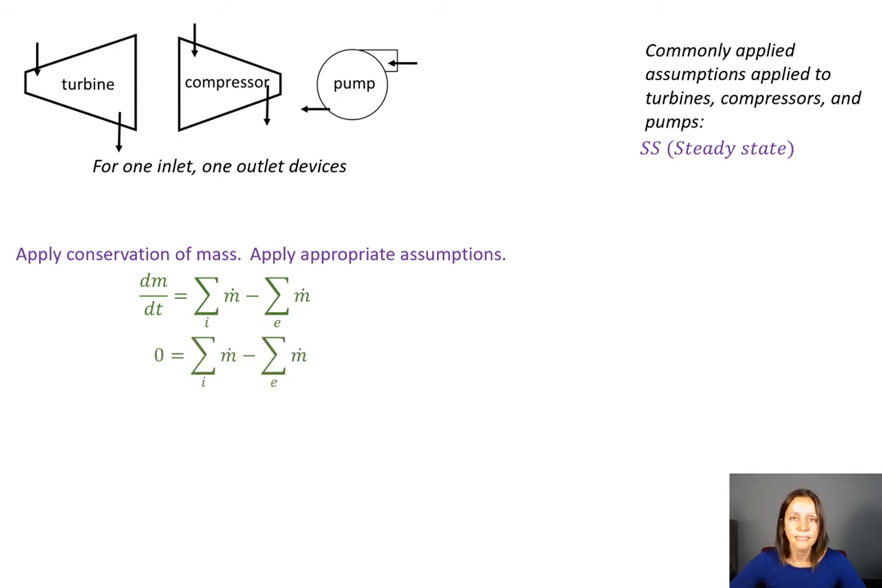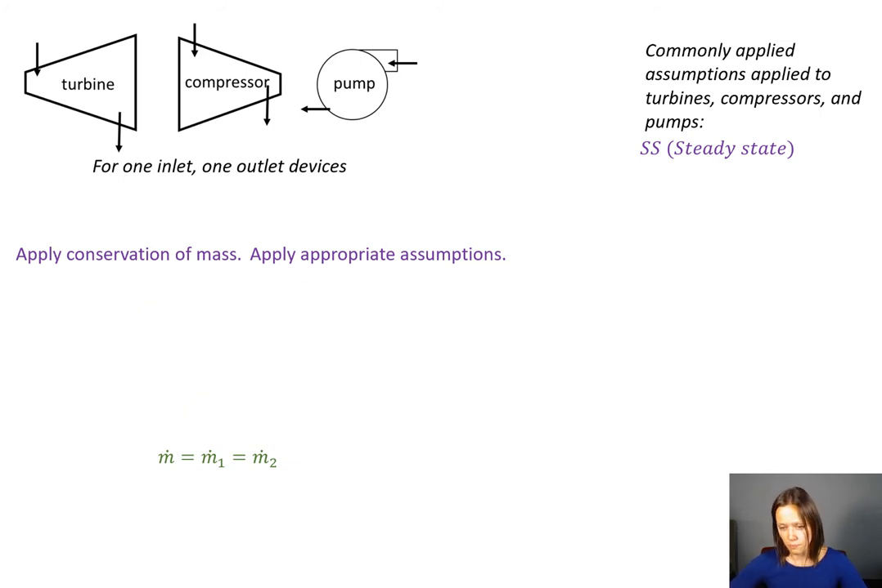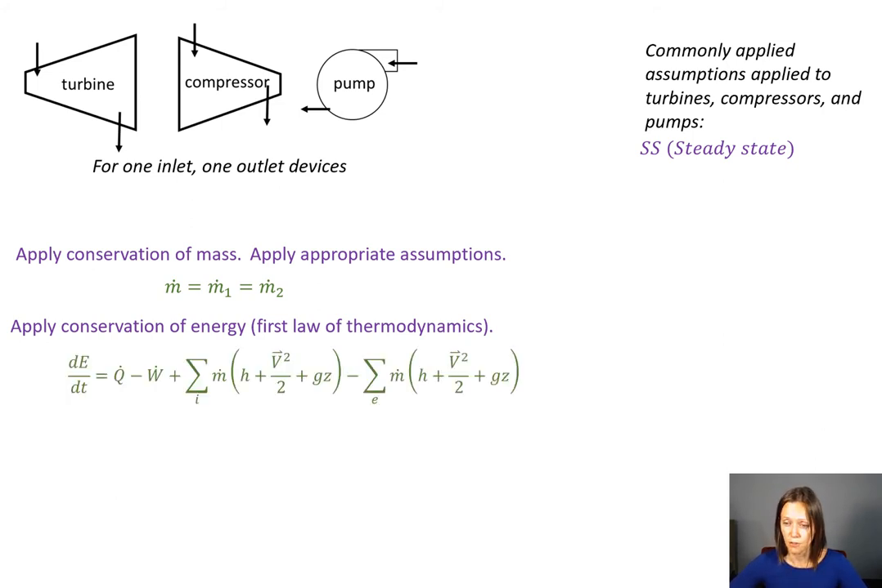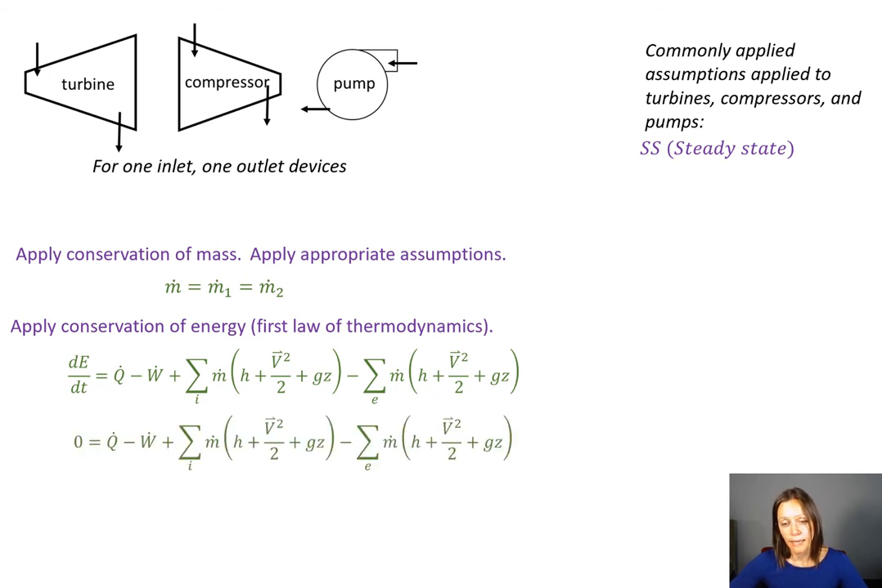So that dm/dt goes away, and this just boils down to the mass flow rate at the inlet of this device being equal to the mass flow rate at the outlet, and I just drop the subscript and call it m dot. Okay, so now I've got that, and now I need to apply my first law. It's an open system because I've got stuff coming in and stuff coming out. So there's my first law, my conservation of energy. And I'm going to get rid of that dE/dt because it's a steady state process.